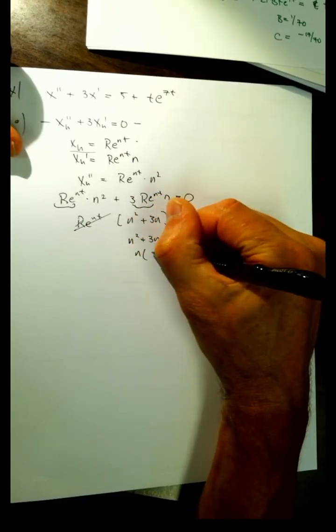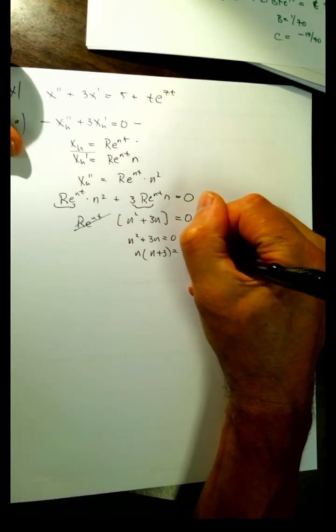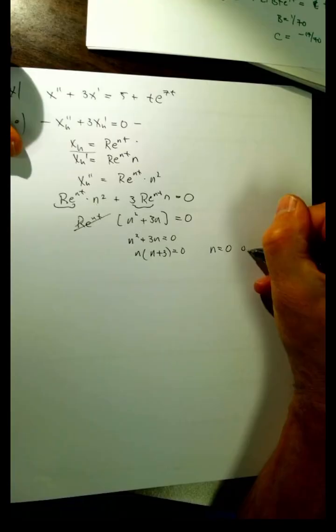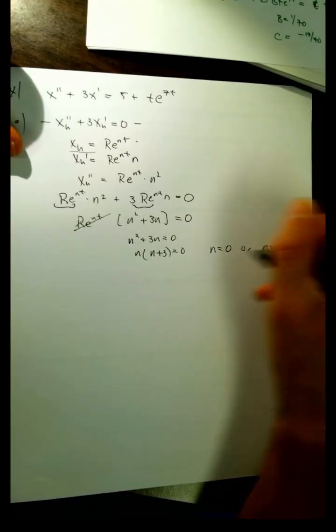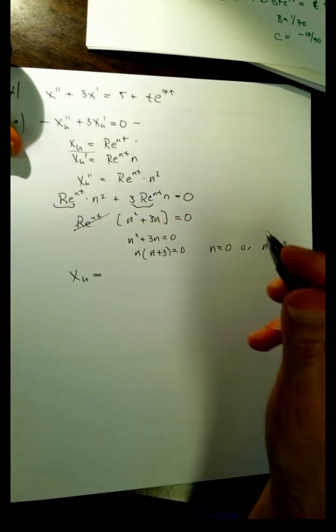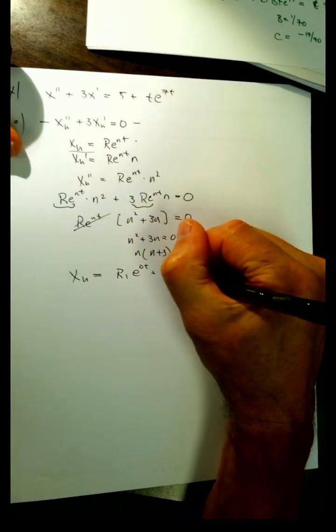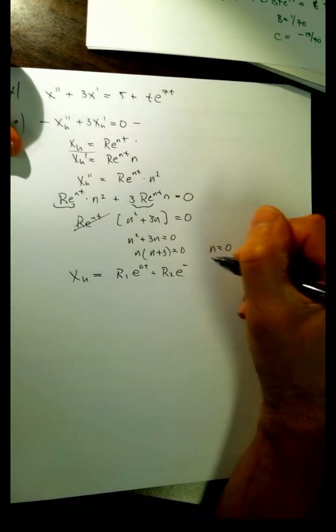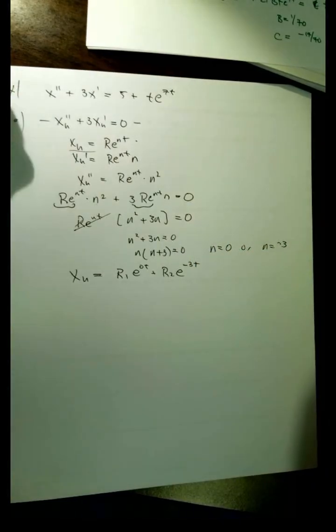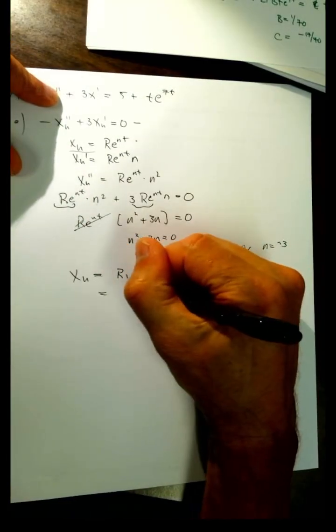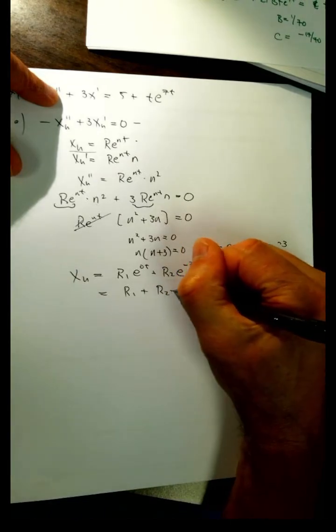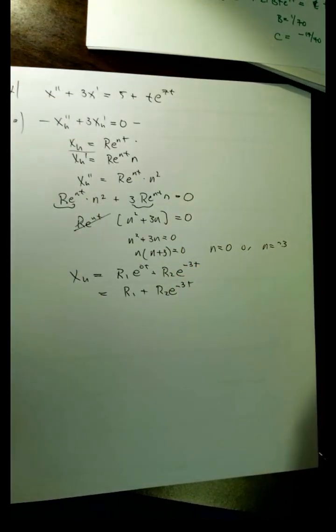Let's factor out an n. So n is 0, or n is minus 3. So my homogeneous solution is r1 e to the 0t plus r2 e to the minus 3t. So that means I get r1 plus r2 e to the minus 3t.